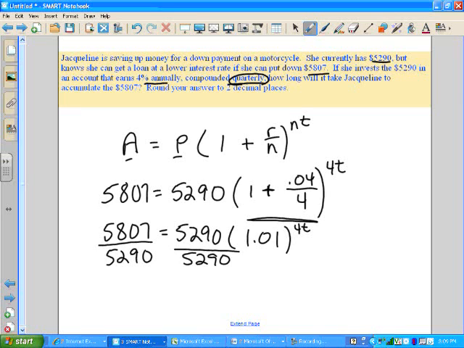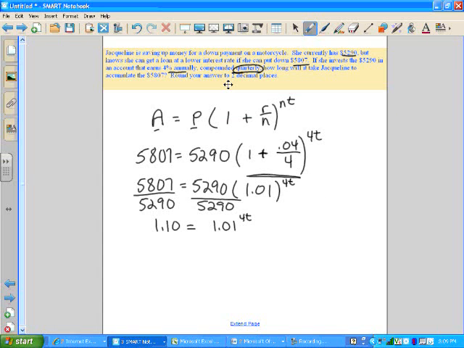Now here's probably where I want to take this value of whatever this is and store that. So I'll say 5,807 divided by 5,290. And so that's about 1.10. Now that's not the value that I'm going to use. That's just the rounded off value. So I'm going to store that in my calculator there. Now, on the other side, we're left with just 1.01 to the 4t power.